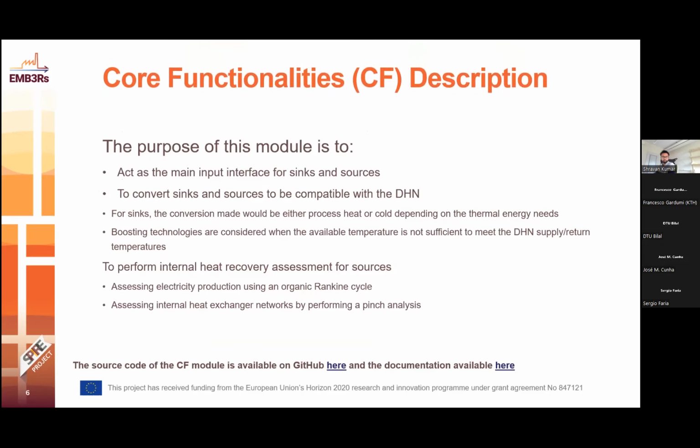Shravan, next slide, please. So I will just give a brief description of the core functionalities. The purpose of this module is to act as the main input interface, as I said, for sink and source data input, to convert sinks and sources to be compatible with DHN. So this basically means for sinks to install some heat exchanger or heat pumps, depending on if they need a temperature boosting on the sink side. And to perform internal heat recovery assessment for sources, as I said, so via an organic Rankine cycle or assessing internal heat exchanger networks by performing a pinch analysis.